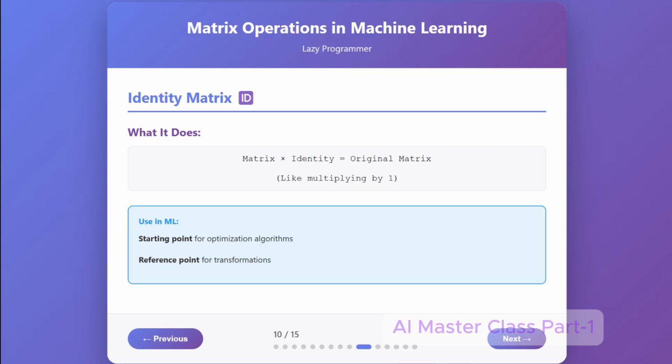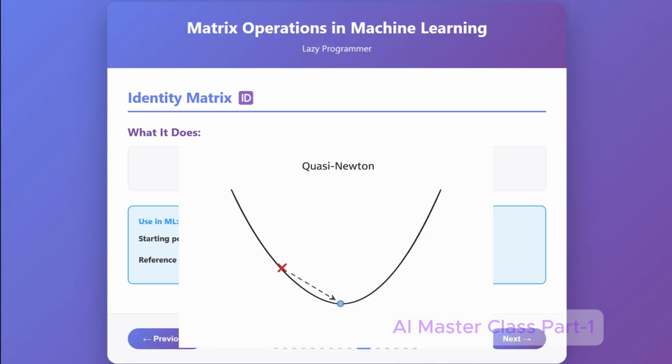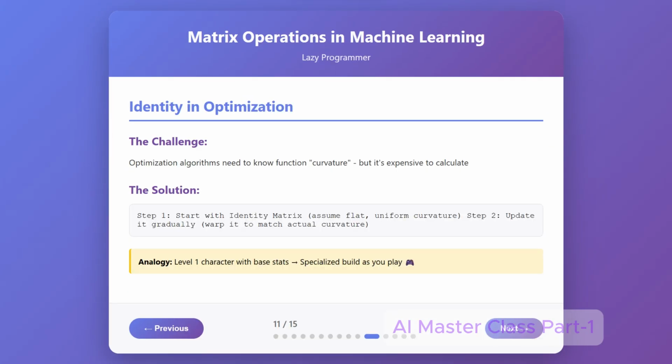In optimization algorithms like the Quasi-Newton method or BFGS, we try to find the lowest point of the curve. To find this perfectly, the computer needs to know the curvature of the function. Calculating that curvature is very expensive. So instead, the algorithm says that I don't know the curvature yet. Let us start by assuming it is perfectly flat and uniform in all directions. So it sets the initial guess to the identity matrix. As the algorithm takes steps, it slowly updates that identity matrix, warping it until it matches the actual curvature of the problem.